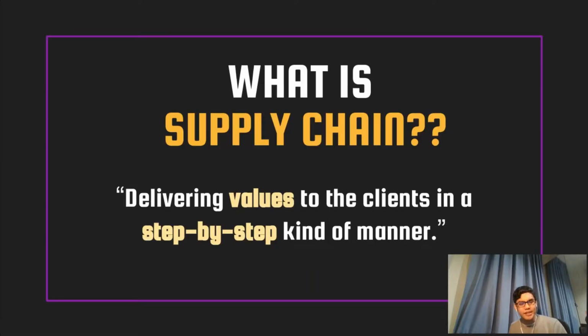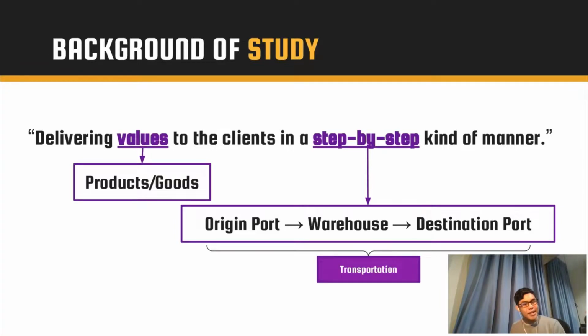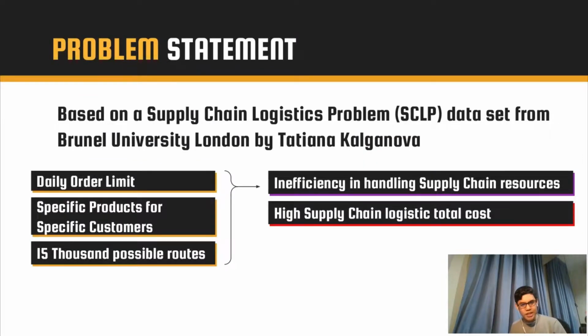So let's start with the introduction. So what is supply chain? Supply chain is the concept of delivering value to clients in a step-by-step kind of manner. Now the concept of supply chain can be correlated with the background of study, whereas the term value can be equated to the products or goods that will be delivered, and the step-by-step manner is the process of how the product is managed. First, it originates from the origin port, then is stored in the warehouse and will be delivered to the destination port via transportation.